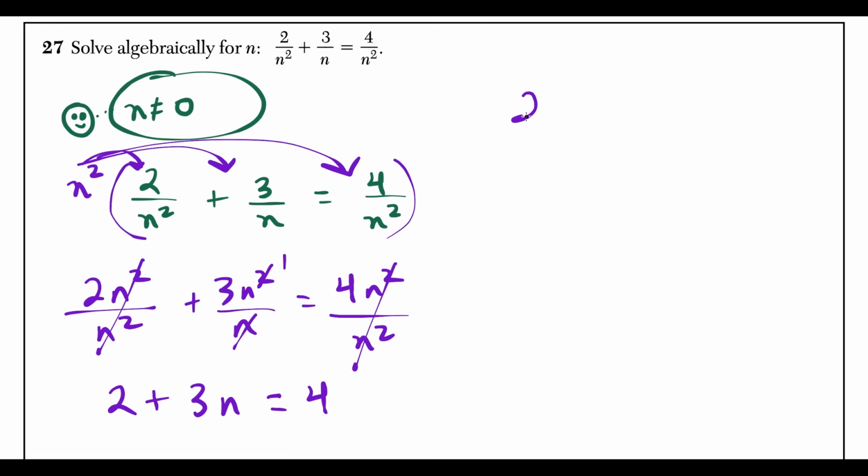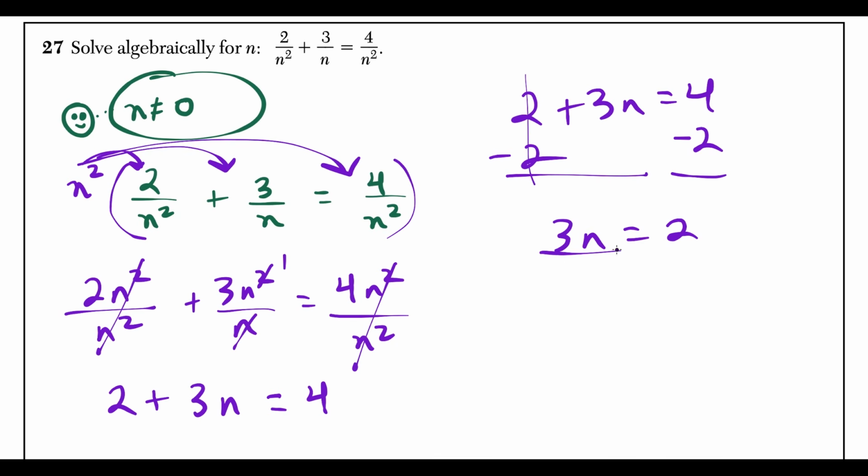So now from this step, we have 2 plus 3n is equal to 4. We just solve for n, subtract 2 on both sides. And now we've got 3n equals 2, divide both sides by 3. And this will tell you that n is equal to 2/3.